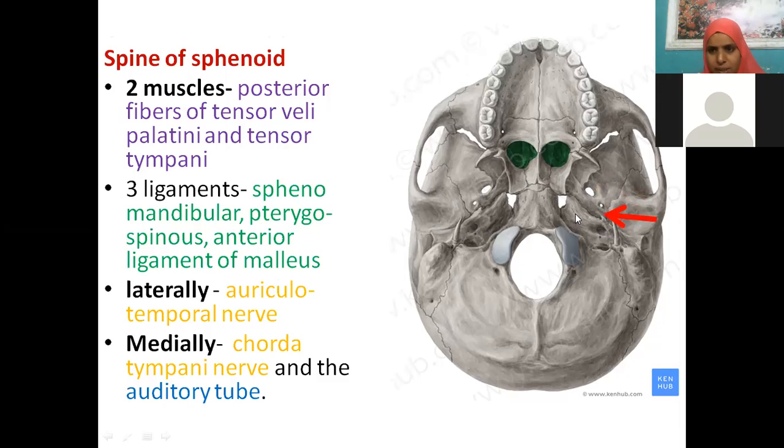Now, this is the spine of the sphenoid bone, which gives attachment to the following structures. This is not important, just for your information. It gives attachment to the posterior fibers of tensor veli palatini and tensor tympani. Three ligaments are attached to the spine of the sphenoid: sphenomandibular, pterygospinous, and anterior ligament of malleus. Laterally the auriculotemporal nerve passes, medially the chorda tympani nerve.